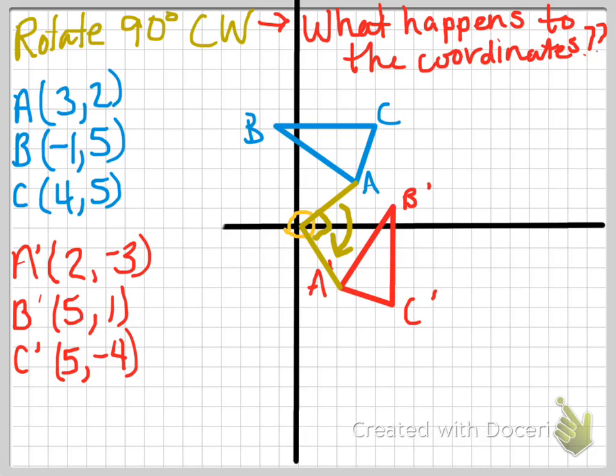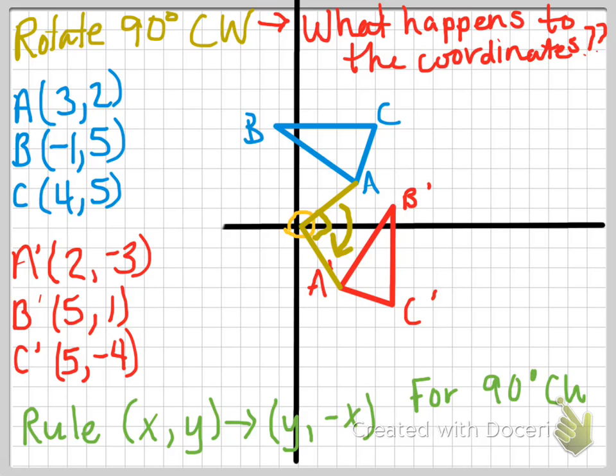You probably notice right away that the numbers are reversed, so the x and the y value are switched. But then there's something else that happens too. You switch the position of the x and the y, and oops, it looks like my writing didn't show up there. After you switch the position for the x and the y, the original x, which is the new y, becomes negative. So you change the sign of the original x.